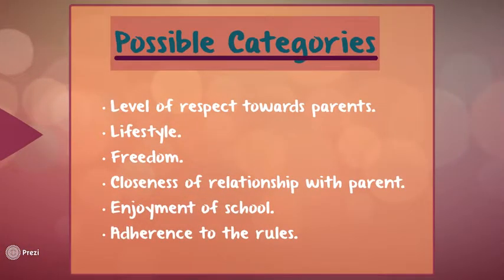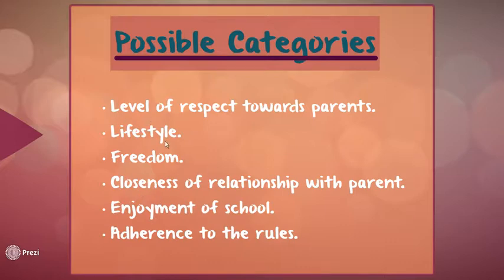Okay, so you may then have come up with some of these possible categories. Just because I've got a list of six here does not mean that it's an exhaustive list. You may well have come up with another idea, which is perfectly acceptable, but it just doesn't happen to be on this list. So based on that implicit information, you could condense it down into possible topics of level of respect towards parents, because that category links the two together. They both show a certain level of respect to their parents, and it's a different level.